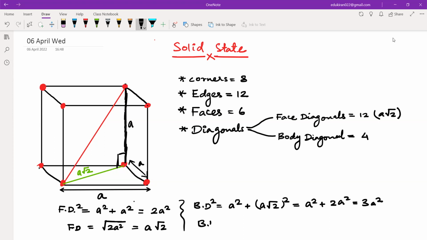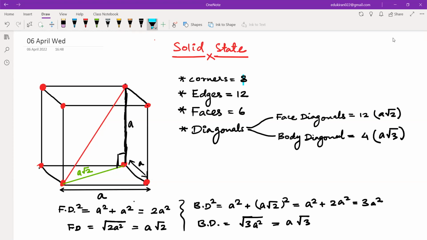And then we can write body diagonal is equal to under root of 3A square. Now under root and A square, A will come out and you will get A root 3. So the length of body diagonal is going to be A root 3.